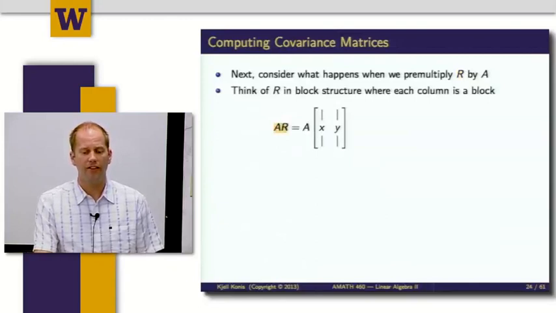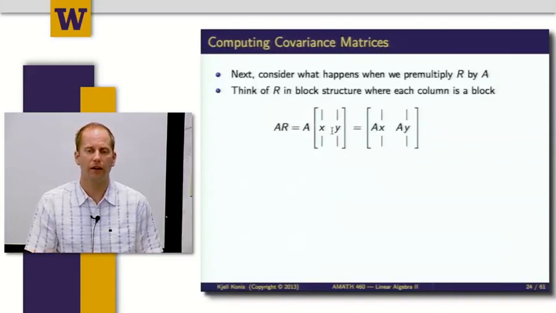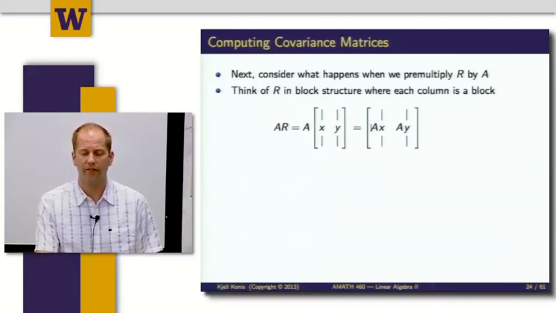So I have my matrix A, so that's where this A comes from, and then R is this matrix with column x and column y. And so I can think of R as having a block structure where the blocks are just going to be the columns. So when I do the multiplication, the first column is just going to be A times x, and the second column is going to be A times y.